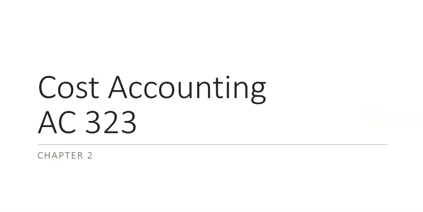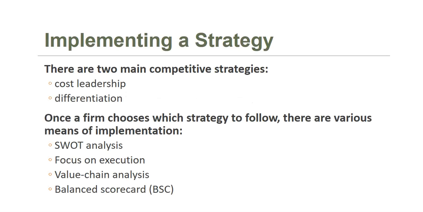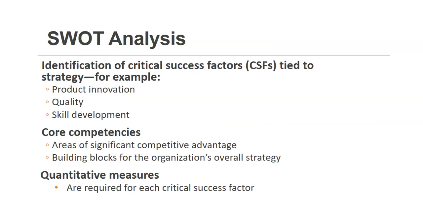This video starts Chapter 2 in Cost Accounting for Accounting 323. So in Chapter 2, we talk further about strategy implementation for a business. In Chapter 1, we talked about the differences between cost leadership and differentiation. Once we've chosen which strategy we want to follow, some companies choose both or a combination of the two, then we have various means of implementing our strategy and performance evaluation. We're going to talk about those throughout this chapter.